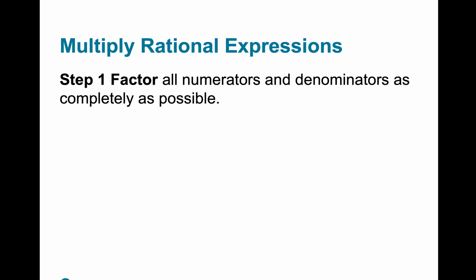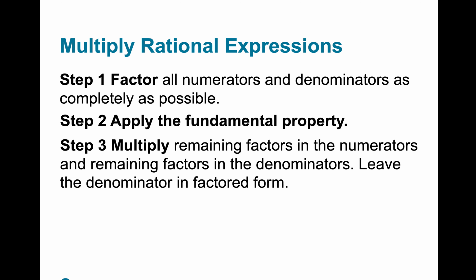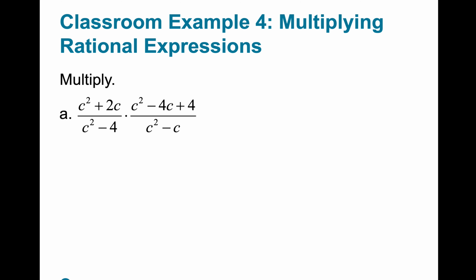So how do we multiply them? Well, we know how to divide them. We factor and cancel. To multiply, you're going to do the same thing. You're going to factor, then you're going to apply the fundamental property and multiply. Then you're going to check your answer to be sure it's in lowest terms. Lowest terms is probably what gets most people in this section.